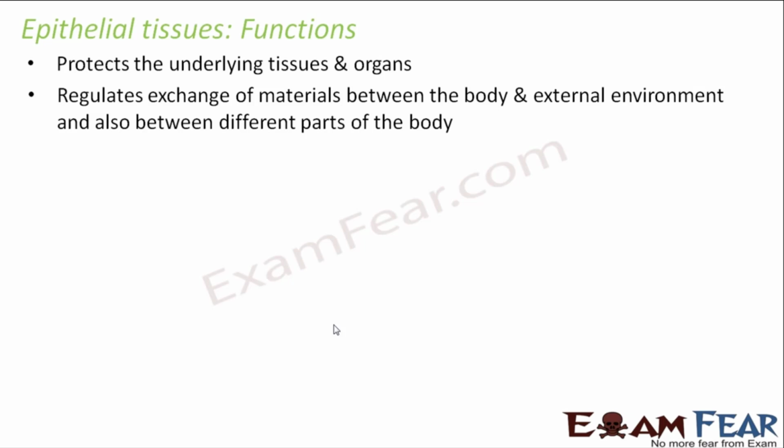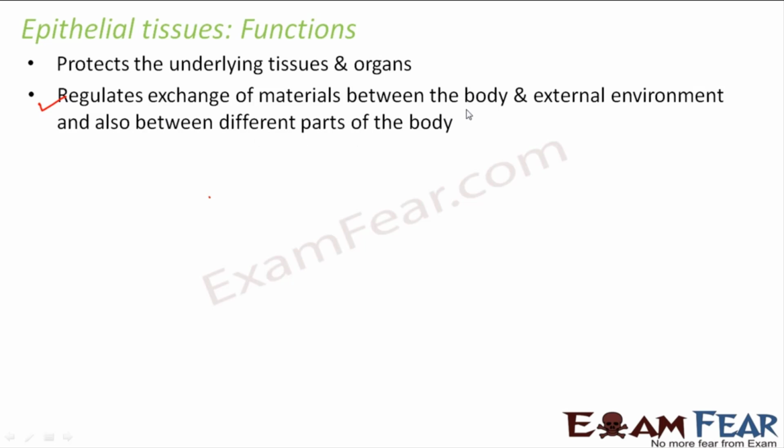So that means the boundary actually regulates the exchange of materials between the body and the external environment. In this example, which is the body? The house is the body, and the external environment is the neighborhood outside the boundary. The boundary has to decide who will come from the neighborhood inside the house and who will not. Similar is the role of epithelial tissue. The epithelial tissue also regulates the exchange of materials between the body and the external environment and also between different parts of the body.